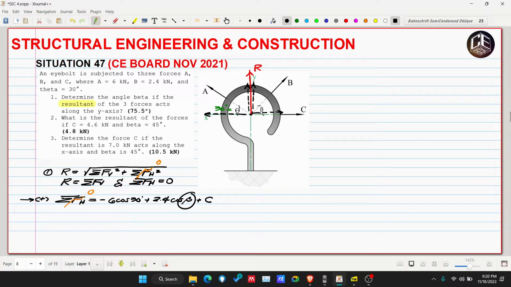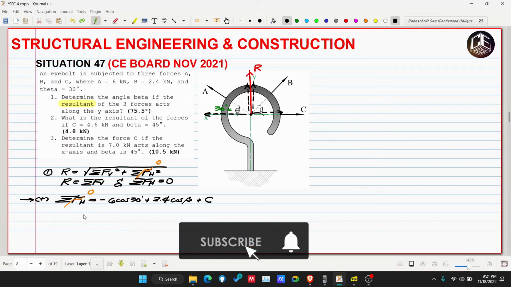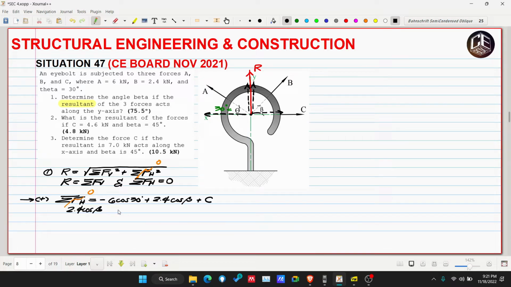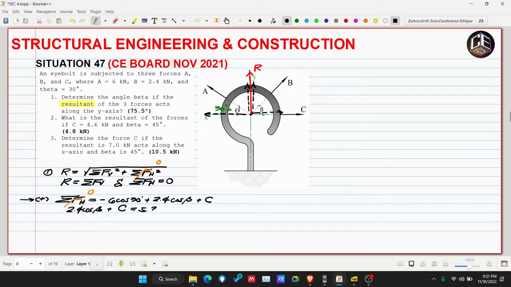So we have two unknowns, B and C. Let's transpose this. 6 cosine of 30 transposed is 5.20, so it becomes positive. So 2.4 cosine of beta plus C is equivalent to 5.20. Equation 1.